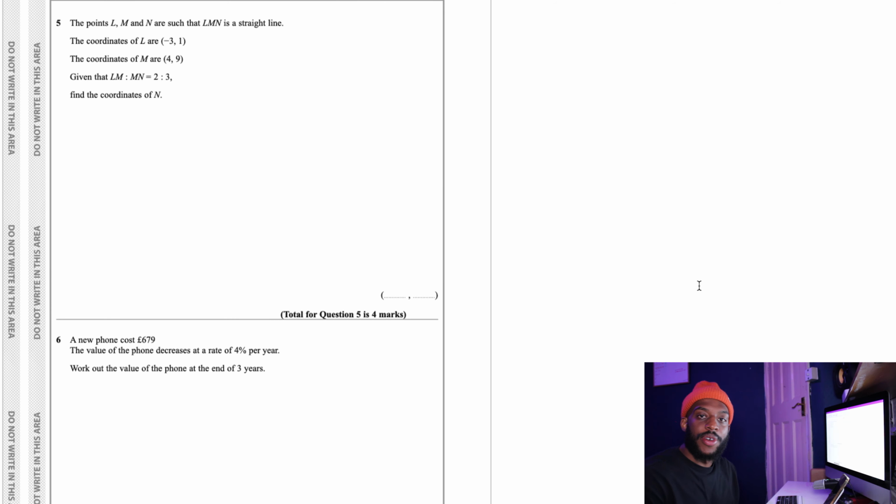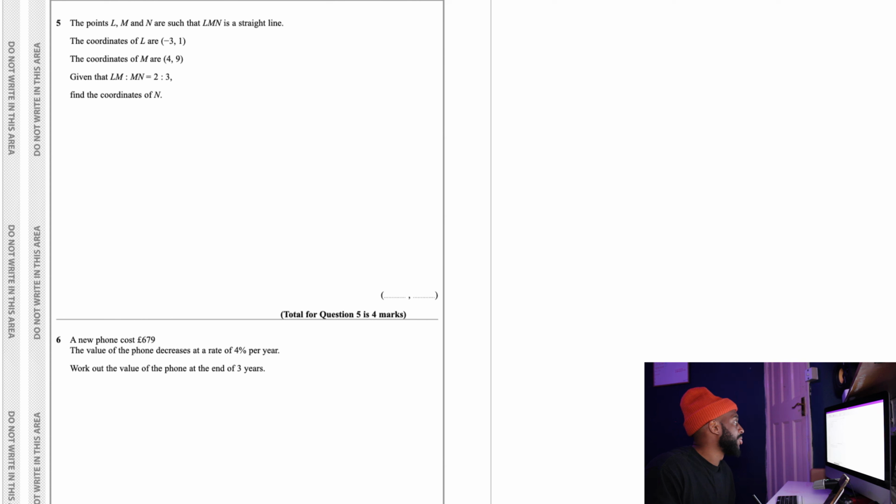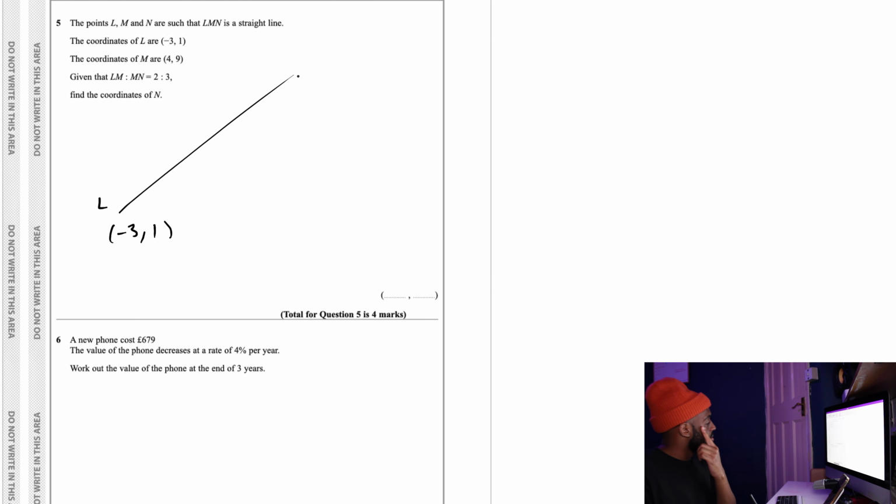Here we have a coordinates question. I would say in these sorts of questions it's good to draw it out to help you understand. So I would say sketch out a straight line. It says the coordinates of L are minus 3, 1, and the coordinates of M are 4, 9.